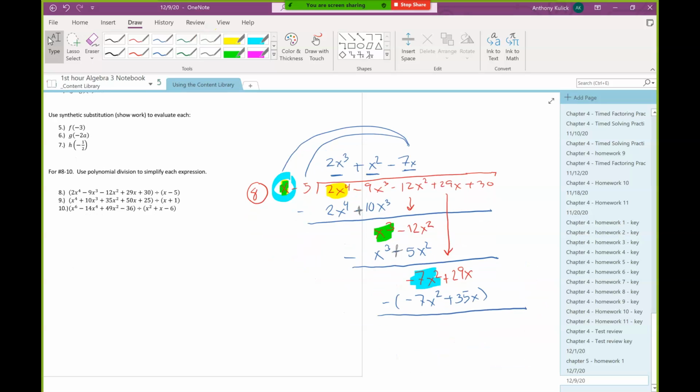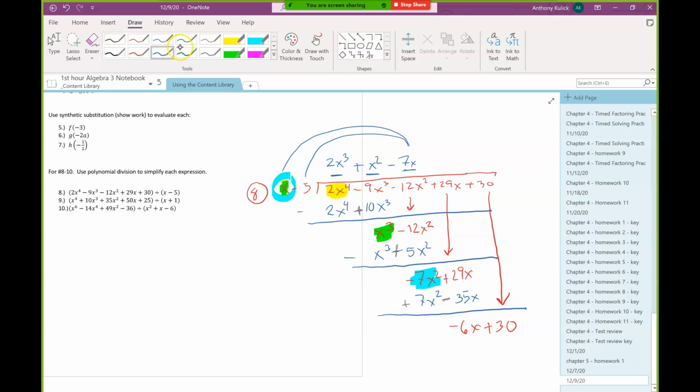Now it's time to distribute the negative. So negative of a negative is positive, and negative of a positive is negative. So negative 7x squared plus 7x squared is 0. 29x minus 35x is negative 6x. And bring that last number down.